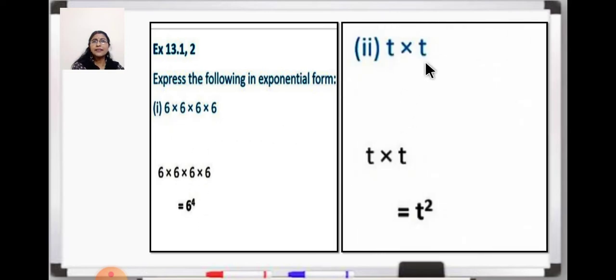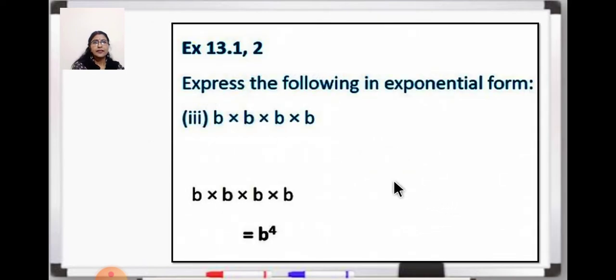Now next is t multiplied by t. That means t is multiplied 2 times. So we will write this in exponential form as t squared. Now the third one, you see b into b into b into b. So b is written 4 times. So we'll write b raised to 4.